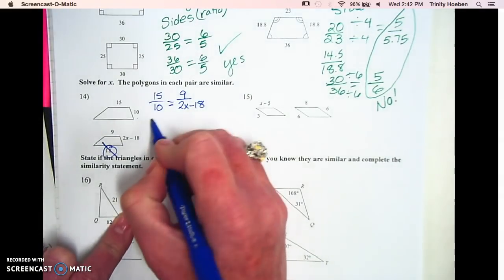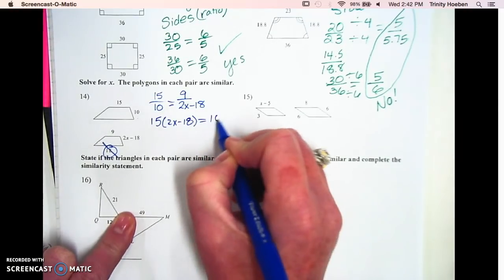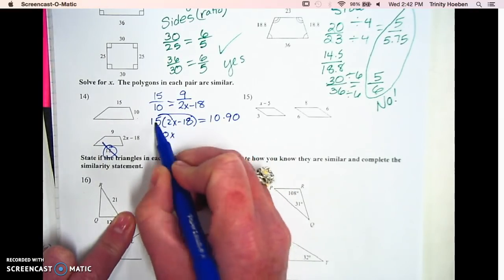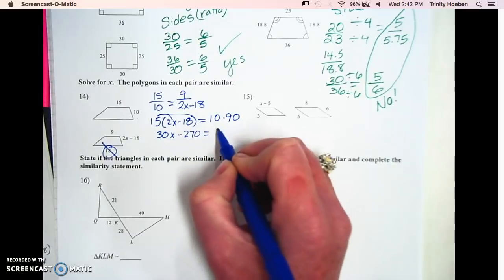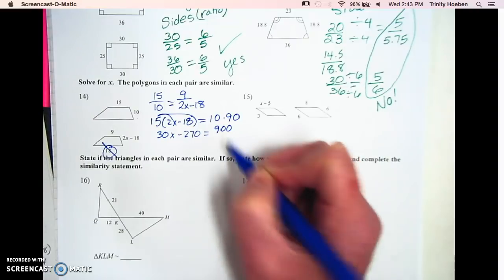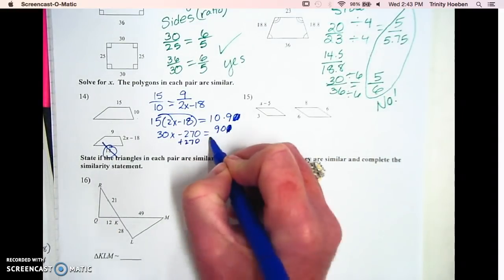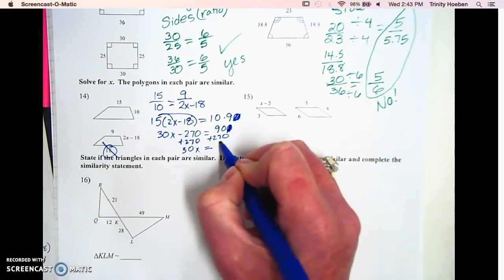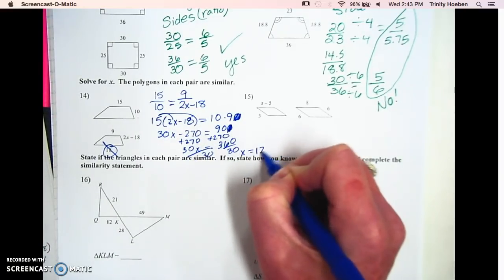Okay, now we're going to do our cross product. So we're going to have 15 times 2x minus 18, set that equal to 10 times 9. So I need to distribute on the left here. 15 times 2x is 30x. 15 times negative 18 is negative 270. Oh, it should just be 10 times 9, so it should just be 90, sorry. All right, now we add 270 to both sides, and we get 30x is equal to 360. So when we divide both sides by 30, we get x equals 12.